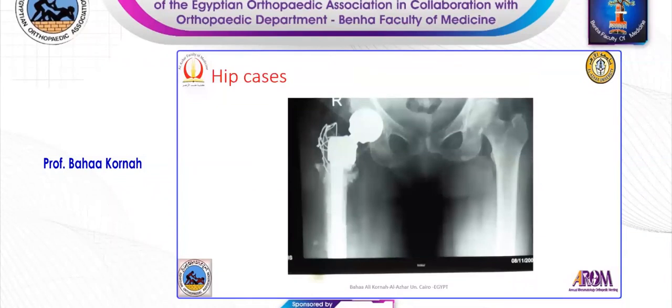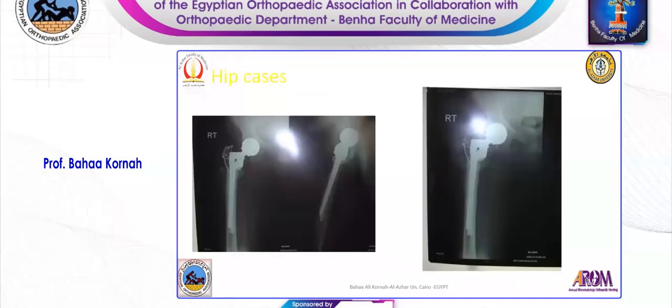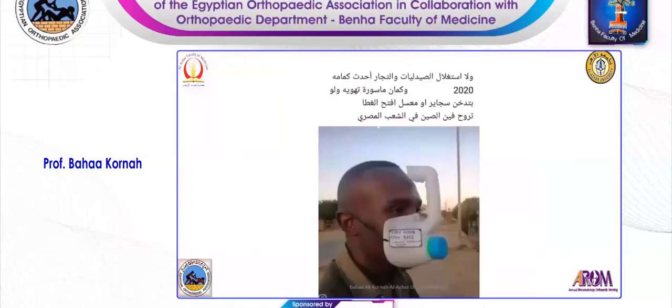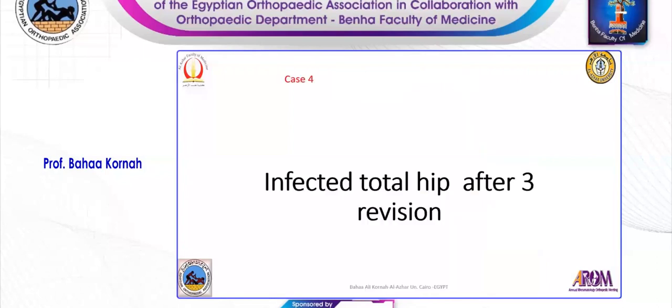This is a patient for whom we did hemiarthroplasty with calcar replacement for the greater trochanter. This is a follow-up of this patient. So always use what is available during COVID.